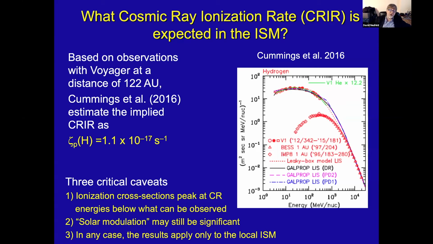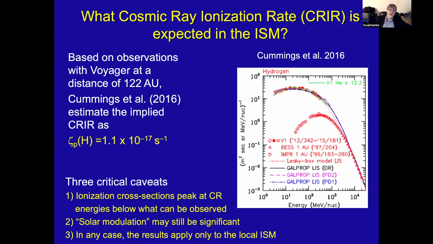So based on these Voyager observations, one can estimate the implied cosmic ray ionization rate in the interstellar medium. And the number they get is of order 10 to the minus 17 ionizations per second. There are a few caveats on this. First, the ionization cross-sections actually peak at lower energies than they can measure the cosmic rays. So one has to extrapolate this curve to lower energy.